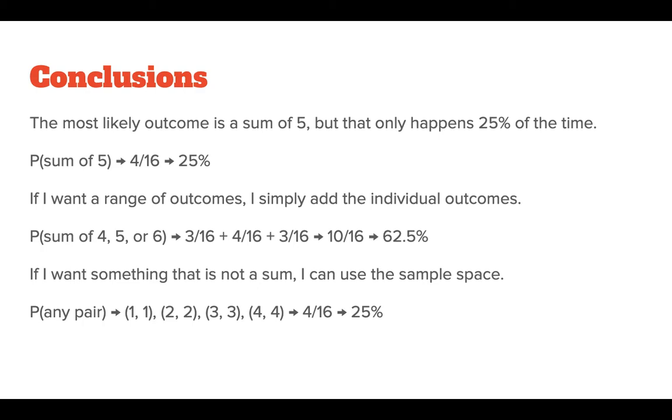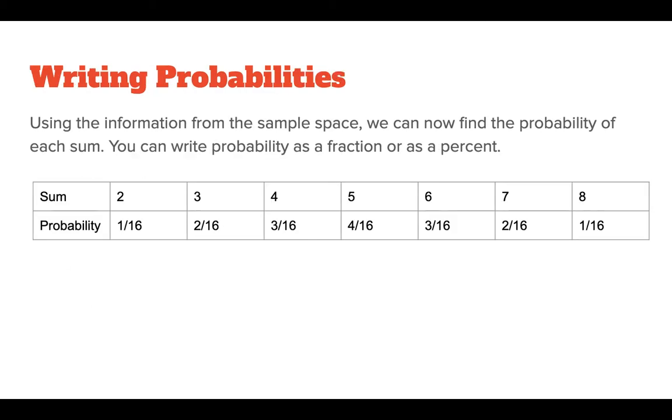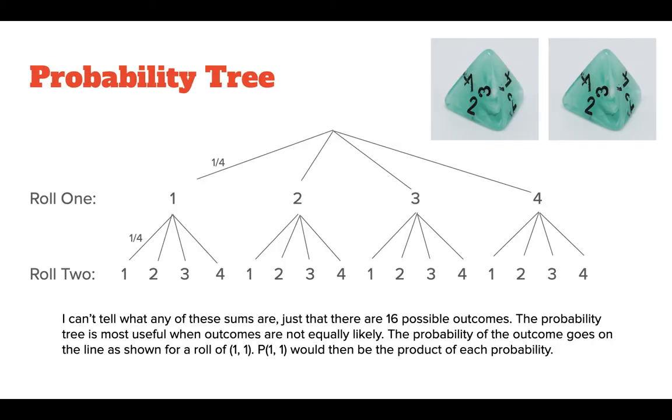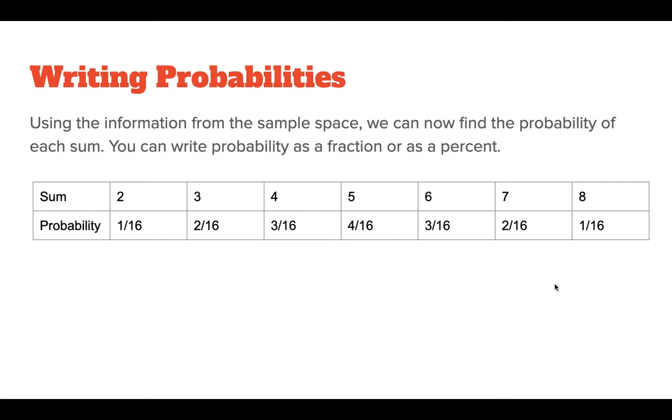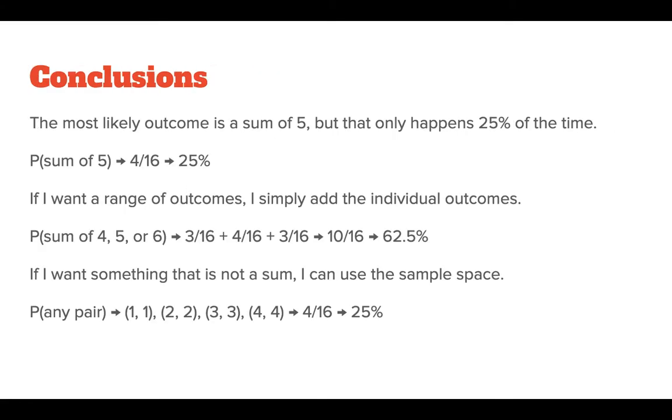Now all of these could have been done using the probability tree, but it would have been a little harder. So if I'm looking for doubles in the probability tree, a 1 and a 1, a 2 and a 2, a 3 and a 3, a 4 and a 4, I can still see that 4 of my 16 outcomes down here involved a pair. Like I said, it would be harder to do the sums because it's just not set up that way, but it could be done.